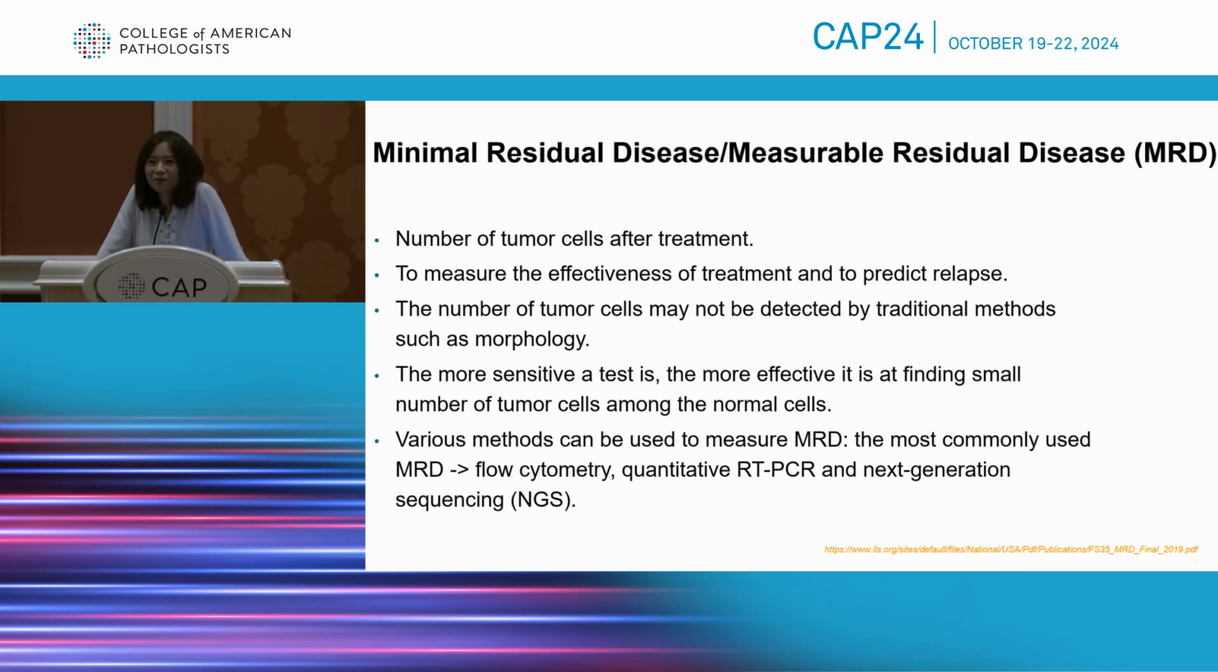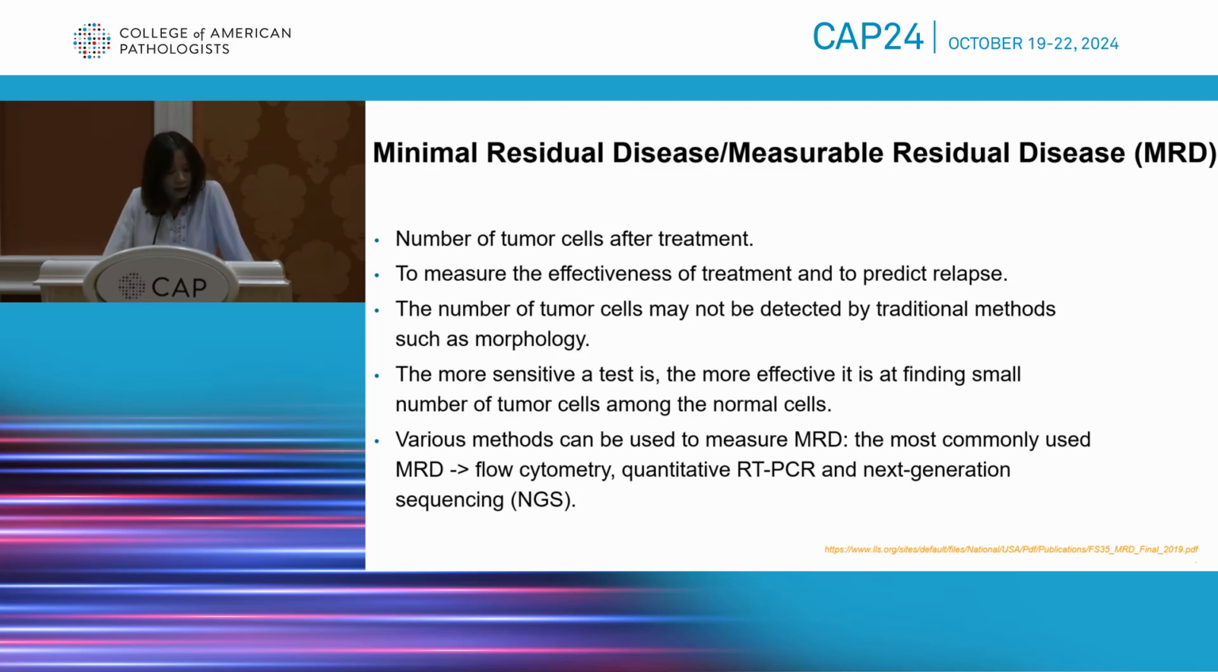So we always hear about MRD. This concept was essentially non-existent when I was a fellow. So you can tell how old I am. This is something we hear a lot, minimal residual disease, and now the preferable name is actually measurable residual disease. What it really means is the number of tumor cells after treatment. That's essentially what it means.